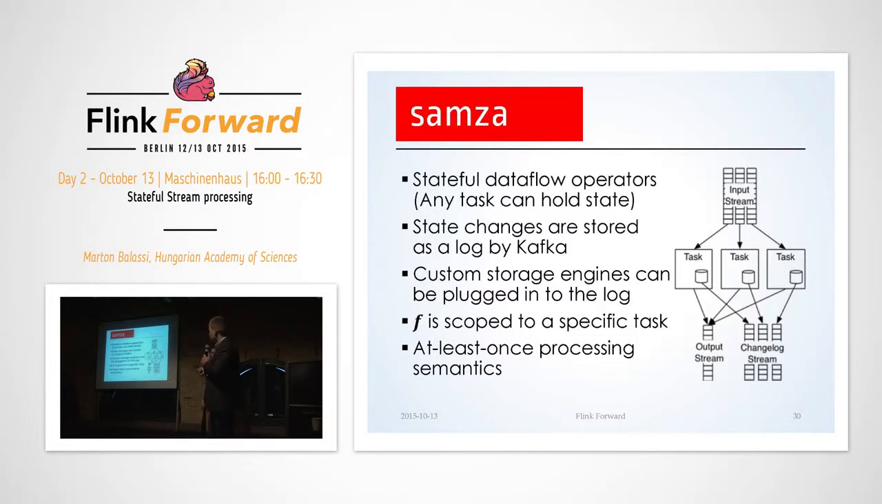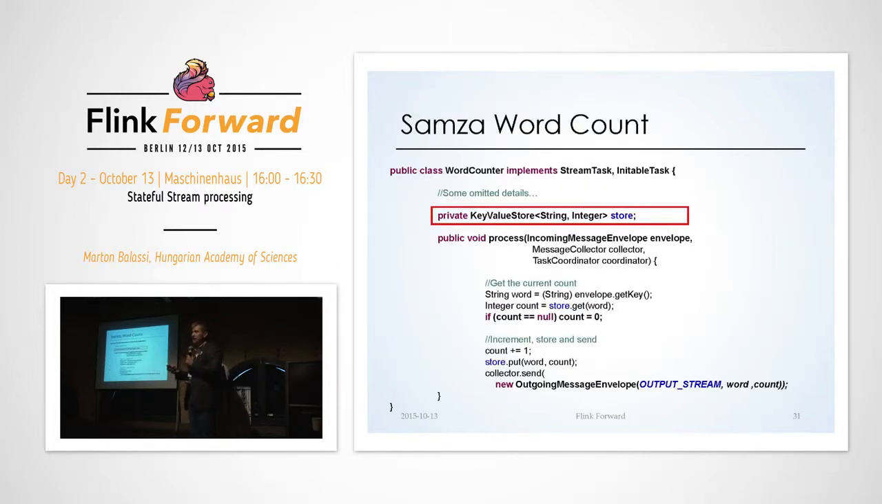One thing to note is that this architecture, like this, is just at least once. Because if failure happens, you go back, and just like in the original acknowledging system of Storm, you can actually read messages twice. So you can make this approach exactly once, but then you need some caching at the sinks, practically. So how does the API look in Samza?